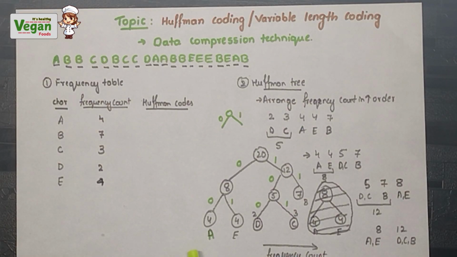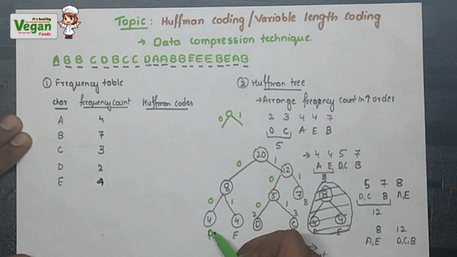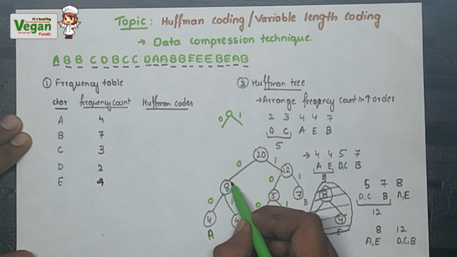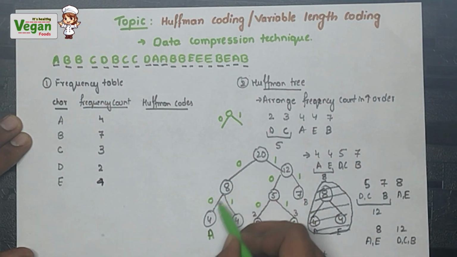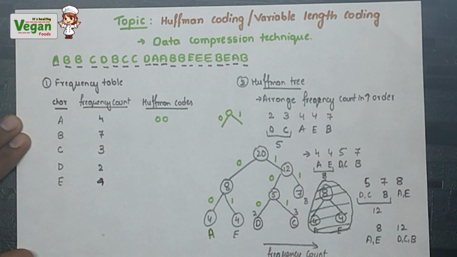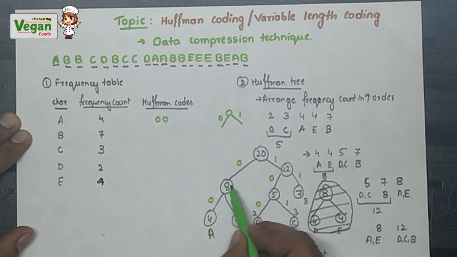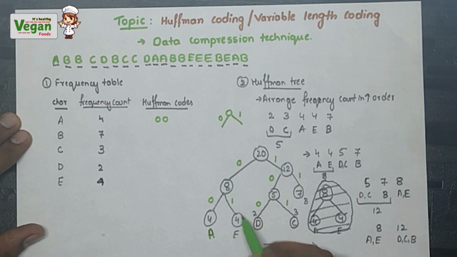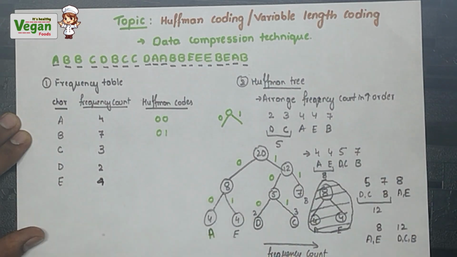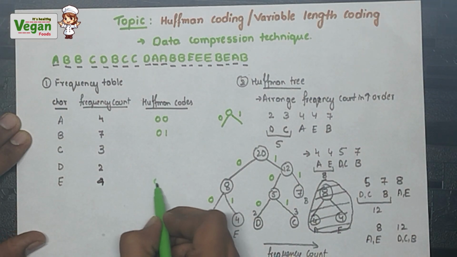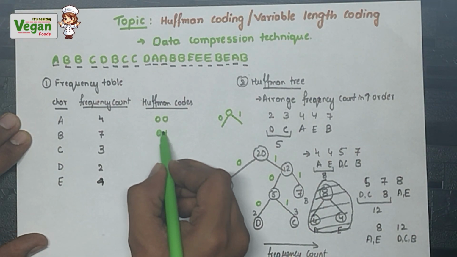Here, A is here. So what will you write? From the root node to A, you use 0 to come to 8, and from 8 to come to 4 you use 0. So 0 and 0 is the Huffman code for A. Next for E: you use 0 up to 8, and from 8 to 4 you use 1. So it will be 0 and 1. For E it is 0 and 1.